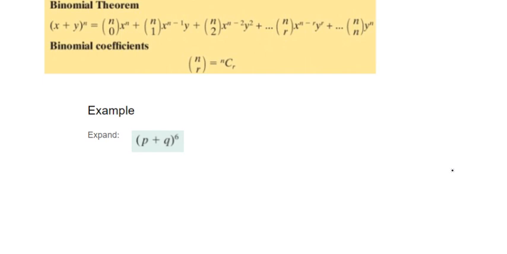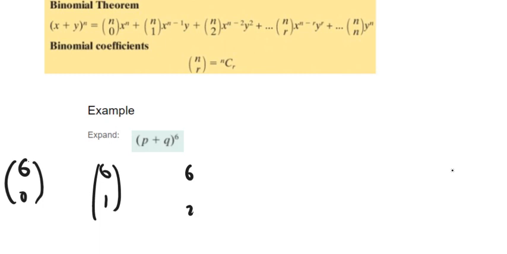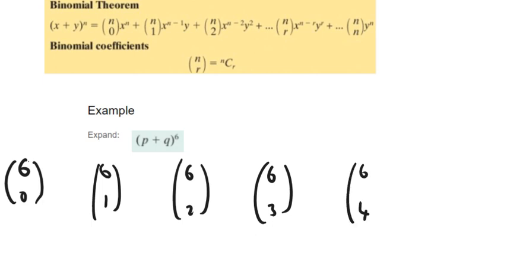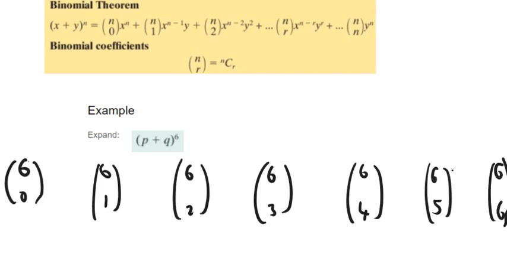And I'm just going to lay it out like this. So 6 choose 0, 6 choose 1, 6 choose 2, 6 choose 3, 6 choose 4, 6 choose 5, and 6 choose 6. And then I'm going to put a little plus in there like that.